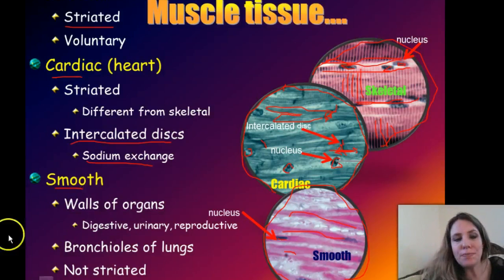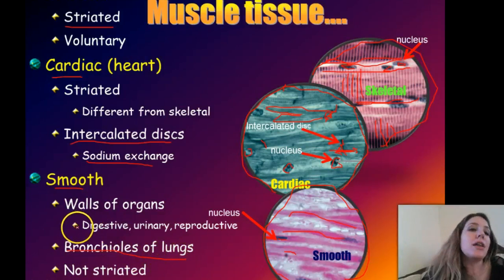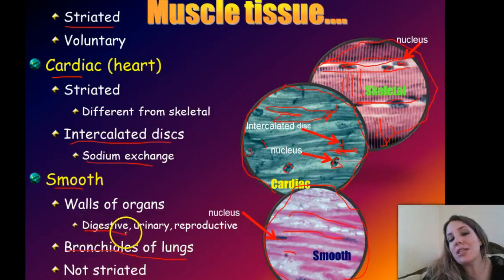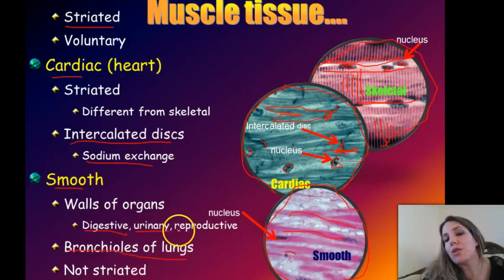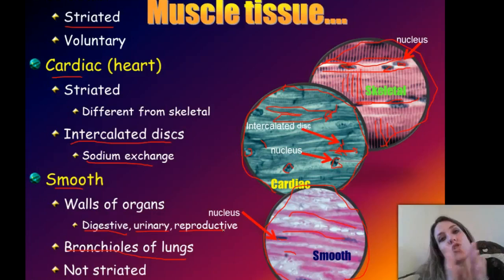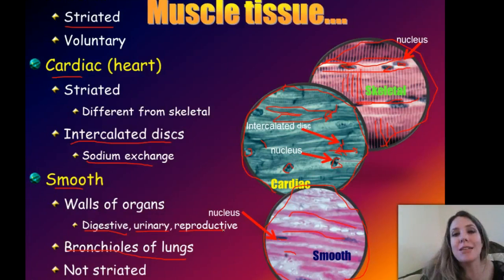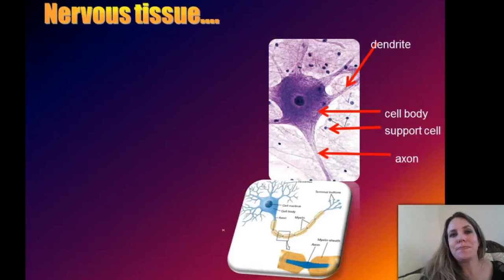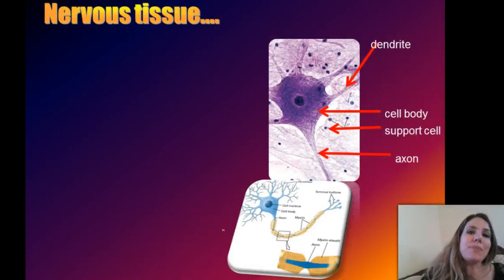You just do it. So these line the bronchioles of the lungs. They line the walls of organs like the digestive system, your bladder from the urinary system, your reproductive system, the walls of your arteries and your veins. So anything that's not under conscious control but needs to constantly be able to contract or relax, that is caused by smooth muscle. And our final type of tissue that we're going to briefly go over is nervous tissue.